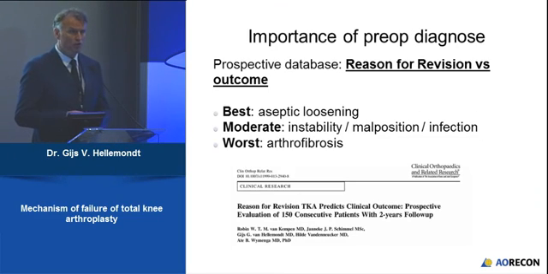Why do we all need to have this diagnosed? Because I think overall the preoperative diagnosis is very important in your patient information. Because if you want to re-revise, the patient will ask you, what are my chances of success? And unfortunately, so far, this is a paper we had out last year, trying to look at the prospective database of the outcome of patients and the reasons for revisions. And you see the best ones are still the aseptic loosenings, then moderate instability, malposition and infection, and worst, unfortunately, the stiffness related to a malposition or instability.